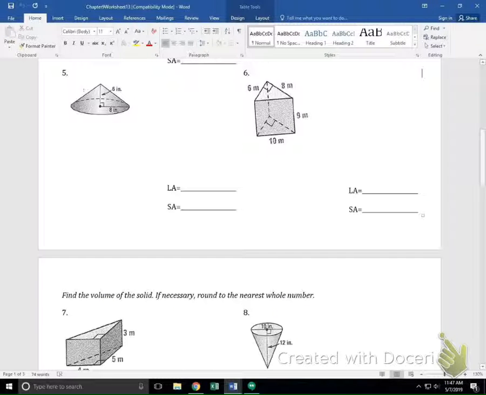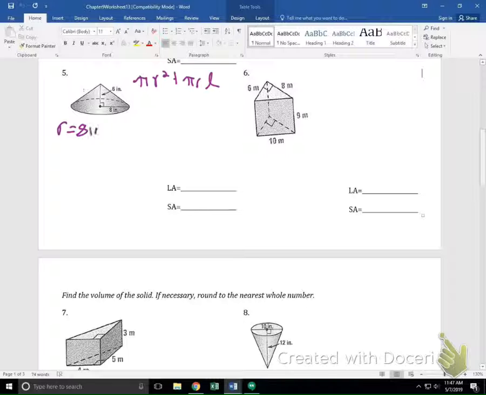A cone. So this is a cone. My cone formula is pi r squared plus pi r l. Ooh, you have a fun problem. So what is your radius? What is it, 8? It's 8.